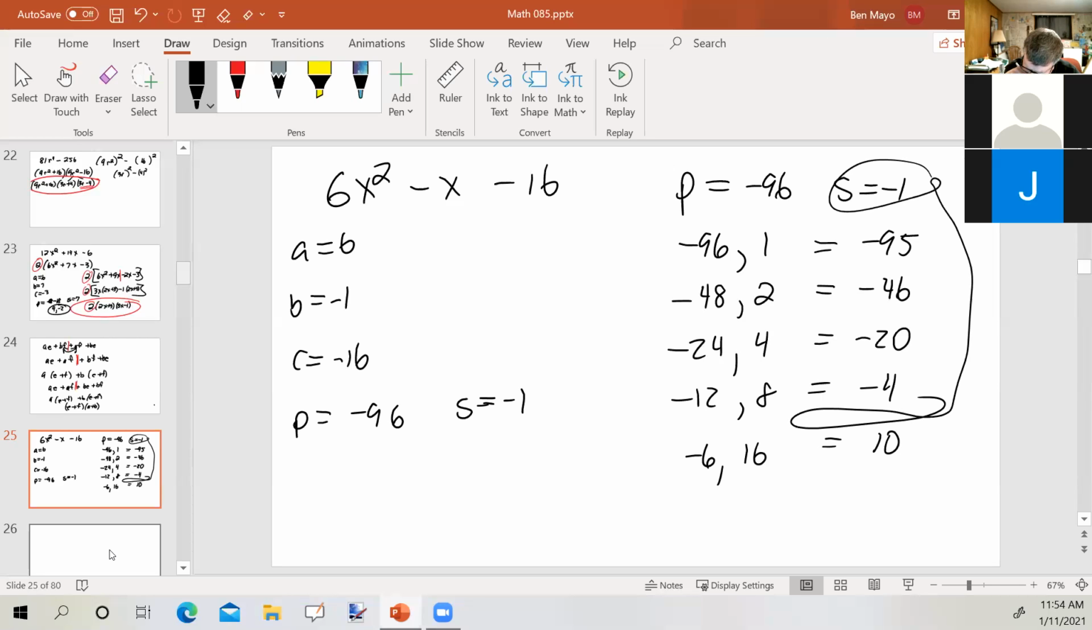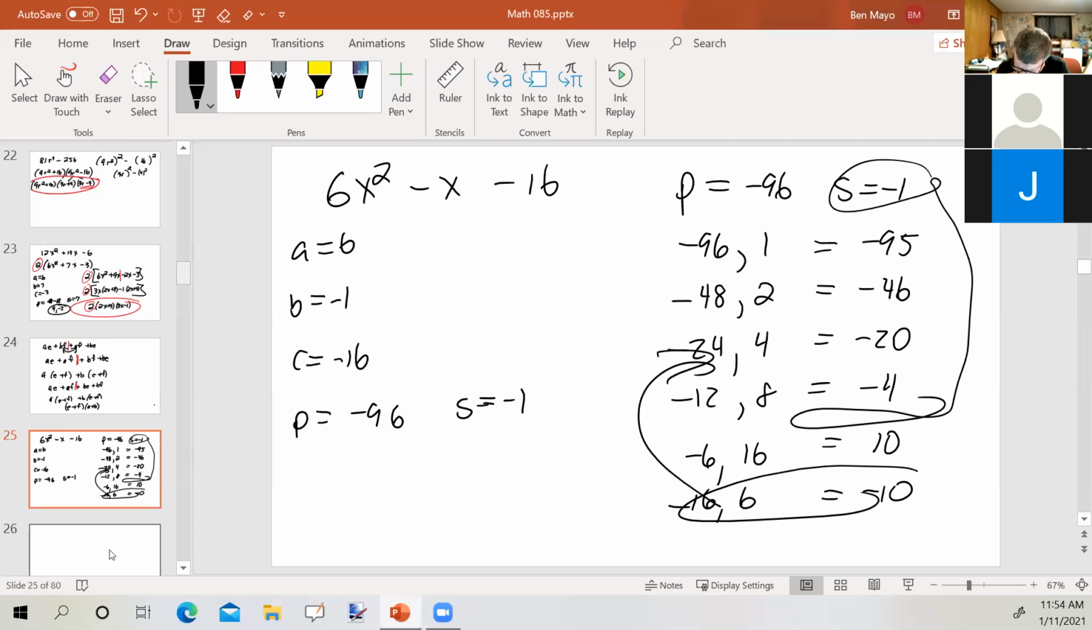Let's see. What else could I do? I could also go -16 and +6, which would give me -10, wouldn't it? But that would kind of go up in there, wouldn't it? So I'm looking for some numbers, one of which is between here and one of which is between there. Well, between -12 and -6, there's what? -7, -8, -9, -10, -11. So that's 5 numbers. Between 8 and 16, there's more than 5 numbers.